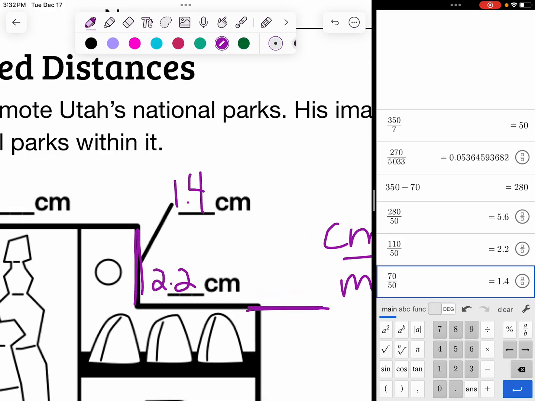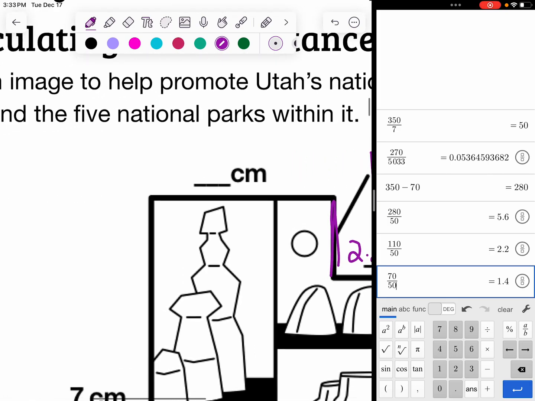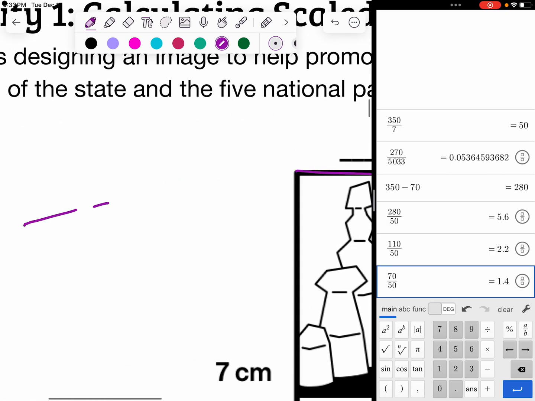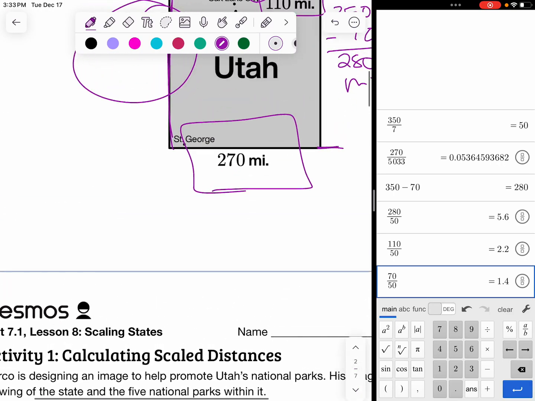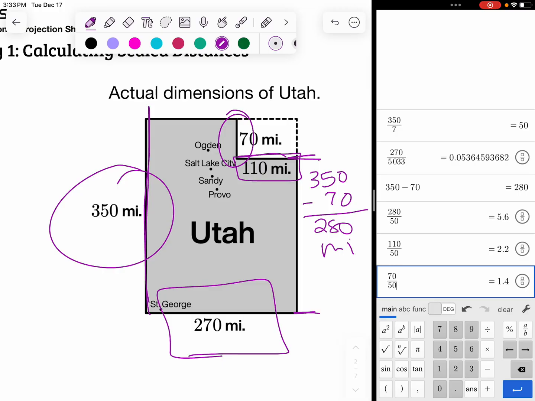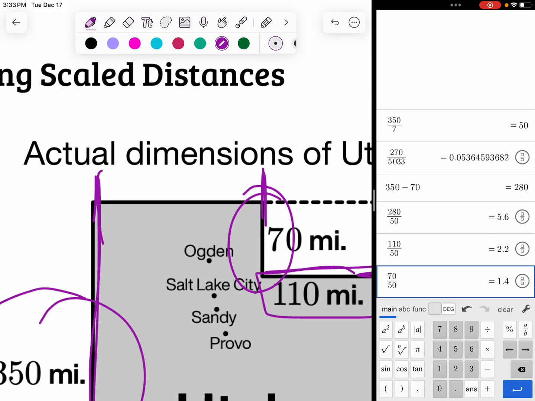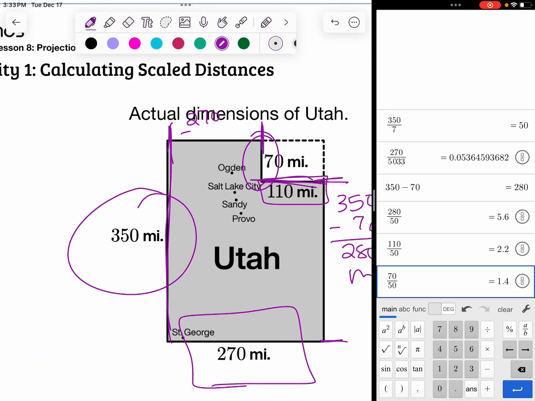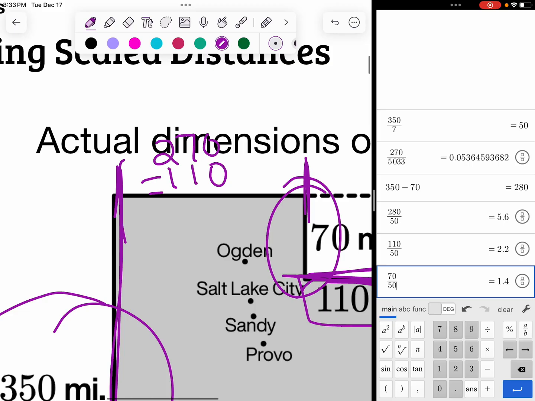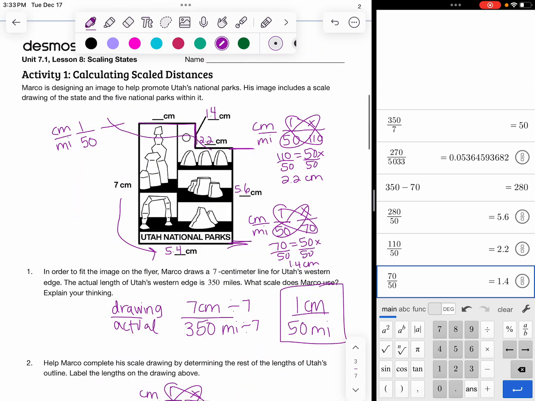All right, and then we have 1 left to do, and that is this part right here. So we're going to set up our butterfly. We're still doing centimeters and miles. Our scale was still 1 centimeter is 50 miles. Now we need to figure out this section. So if we look back at our big picture, we know that the whole thing is 270. So we need to take 270 minus, we know that this part's 110. So we'll subtract them, and we get 160 is what this section is. So that is what we put on the bottom.